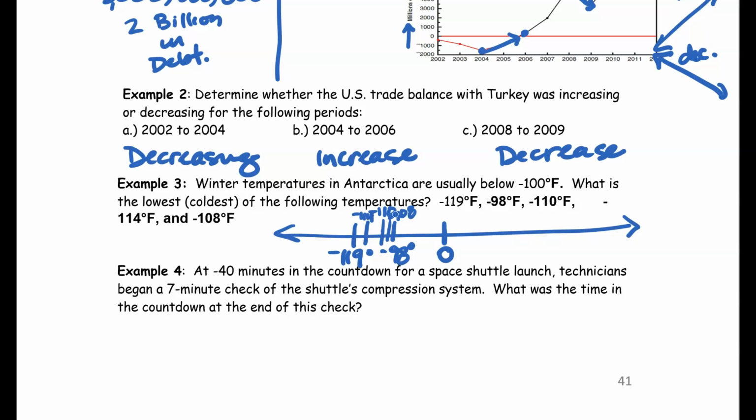So what is the lowest temperature? Well, it looks like the biggest number, but since it's negative, it's actually the smallest number or the lowest temperature. So we'll say the coldest temp would be -119 degrees. Oh, and you know what I'm seeing? This negative should go with this 114 there.